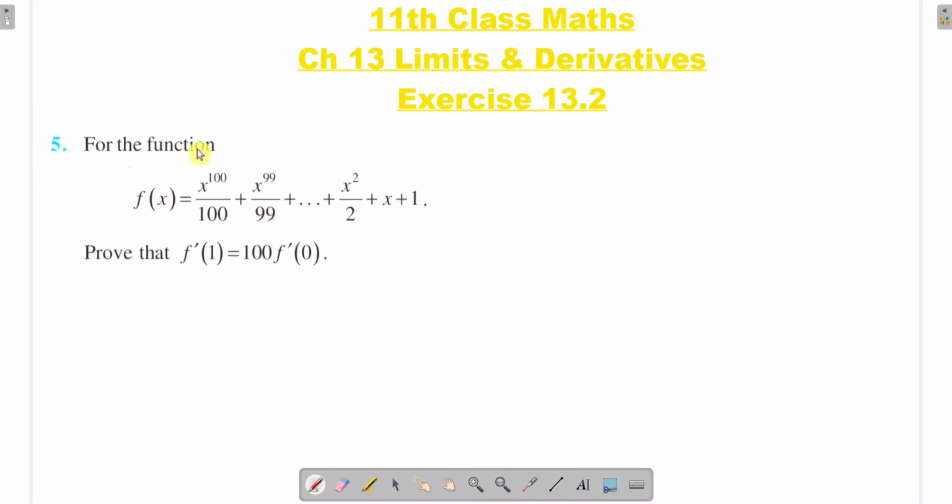Let us read it. For the function f(x) equal to x raised to 100 divided by 100 plus x raised to 99 divided by 99 plus and so on plus x square divided by 2 plus x plus 1, prove that f prime of 1 is equal to 100 times f prime of 0. So we have to prove that the derivative of f at 1 is equal to 100 times the derivative of f at 0. Okay, this is the function f(x). Let us start with the problem solution.